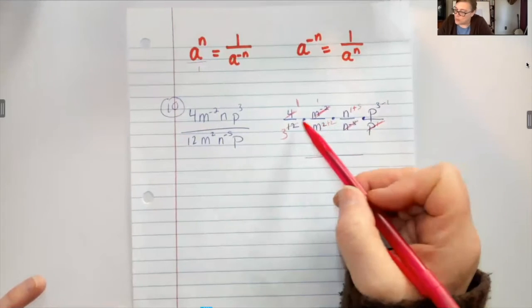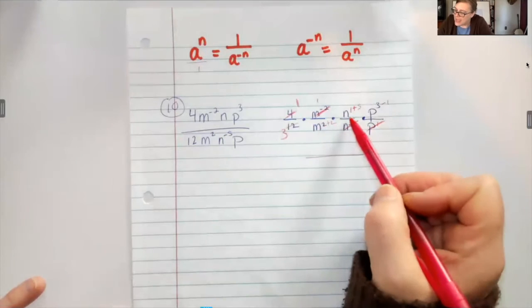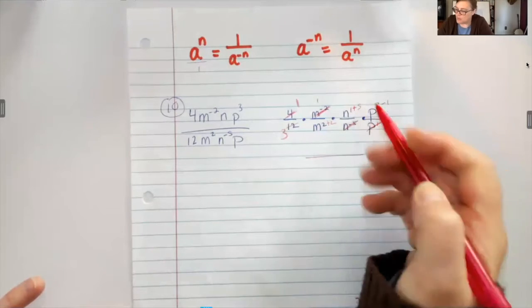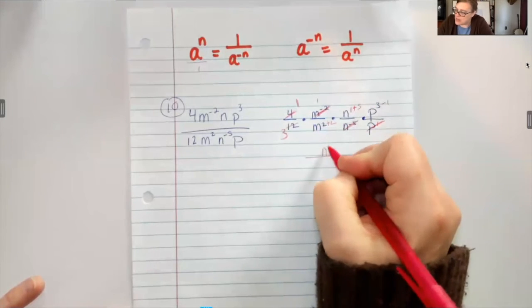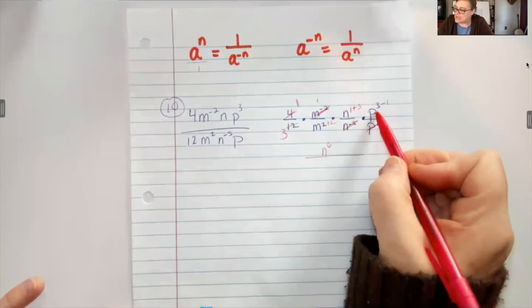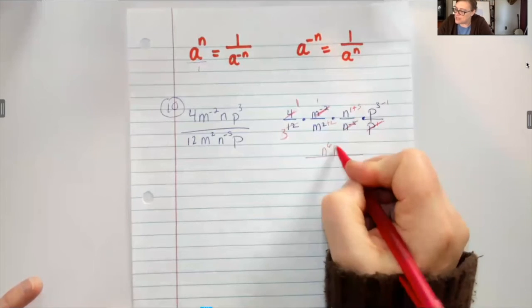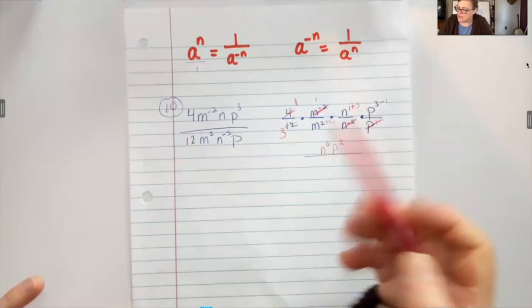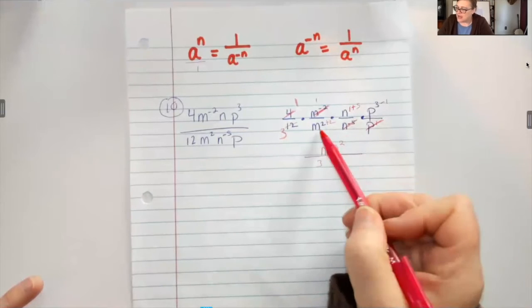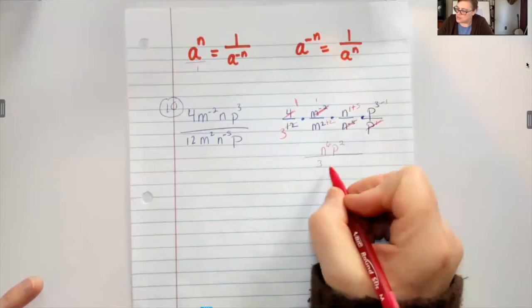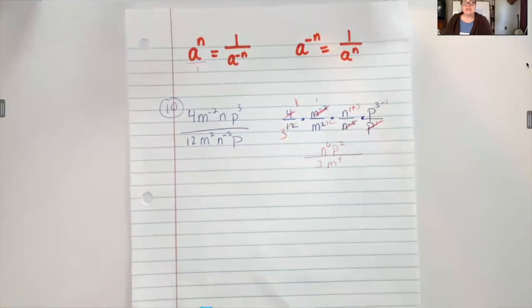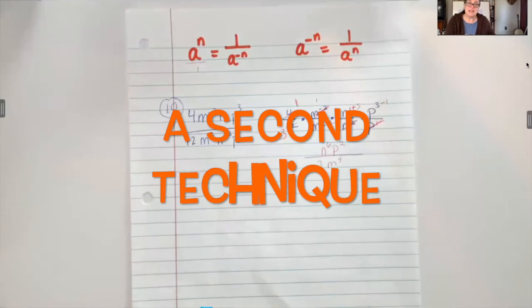In the numerator, we have n to the 1 plus 5. That would be adding exponents, n to the 6th. And then p to the 3 minus 1 would be p squared. In the denominator, I still have a 3. And then I have m to the 2 plus 2, which is m to the 4th. And so that is the short and sweet of how I think about exponents. But not everybody thinks about them that way.